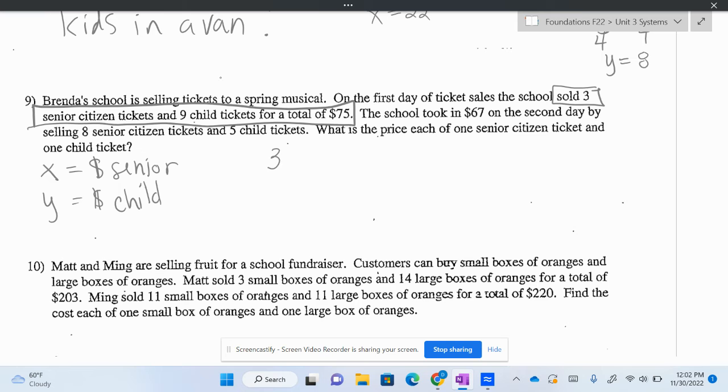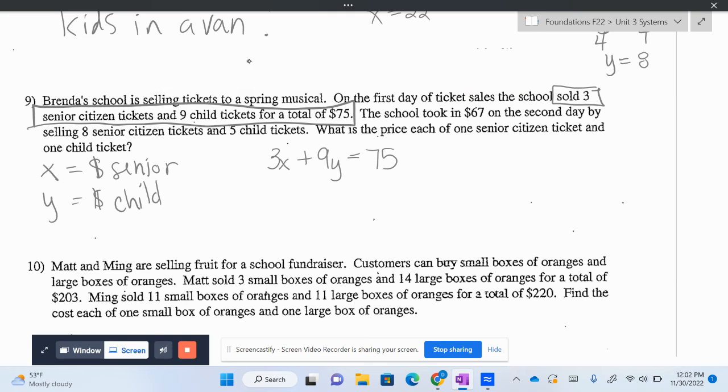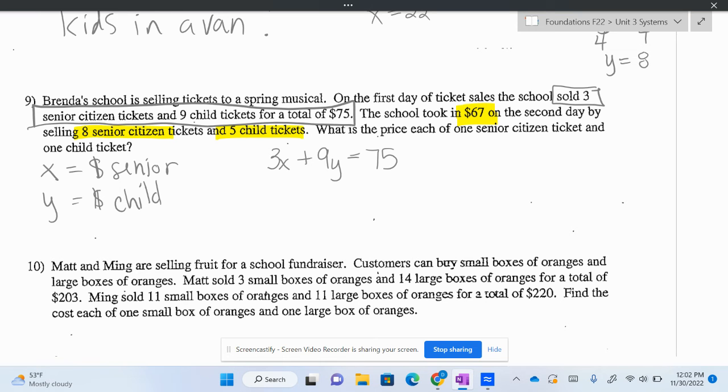So that's 3X. And how many child tickets? So 9Y. And how much did I spend? Perfect. Okay. Danae, you're up next. I'm going to highlight it. I spent $67 and I bought 8 senior tickets and 5 child tickets.